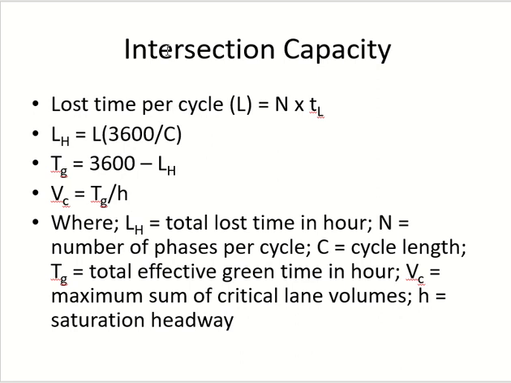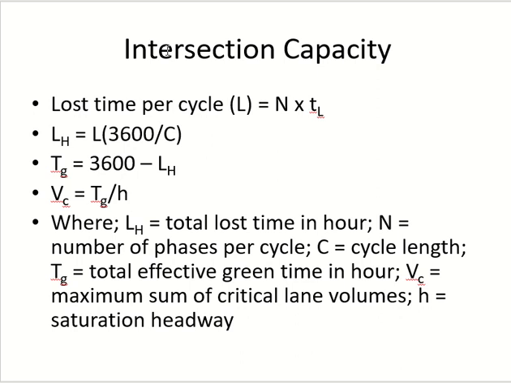So TL is startup loss time plus clearance loss time, but this is for one phase. N is the number of phases you have in one signal, because one signal has different approaches, different directions. For each direction you need a phase. Each direction has to have green and yellow and so on. So N is the number of phases you have for the entire signal. So N into TL means total loss time of one cycle. One phase has a loss time of TL and one cycle has N phases. So TL multiplied by N gives you total loss time for the entire cycle.